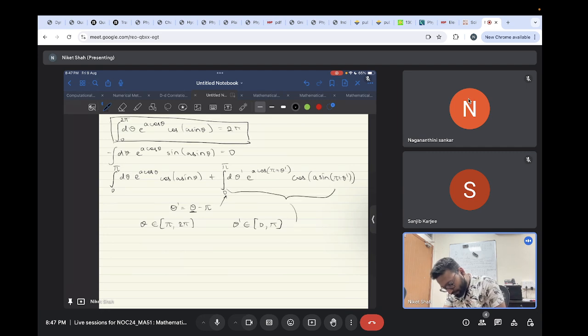I'll just write this term and see if I can figure out something. 0 to pi d theta prime e raised to power a cos pi plus theta prime. Cos of pi plus theta prime is negative, right? 2 pi minus is positive, pi plus is negative. Okay, so this complicates things actually. E power minus a cos theta prime, cos of a sin pi plus theta is also negative, minus a sin theta prime.